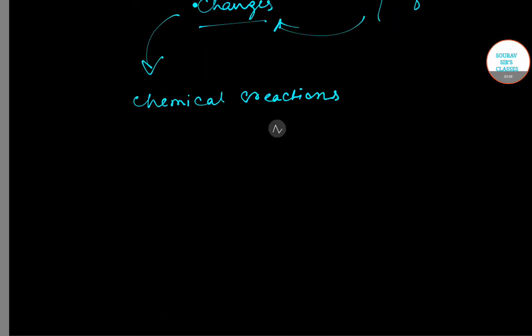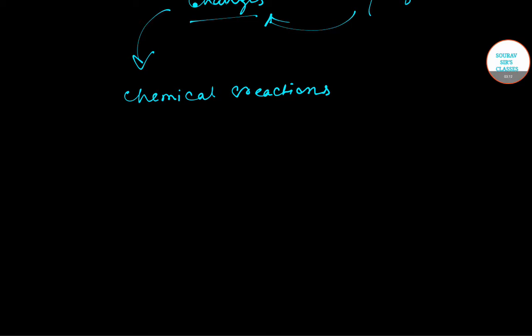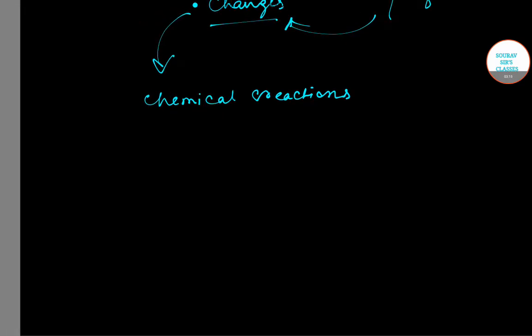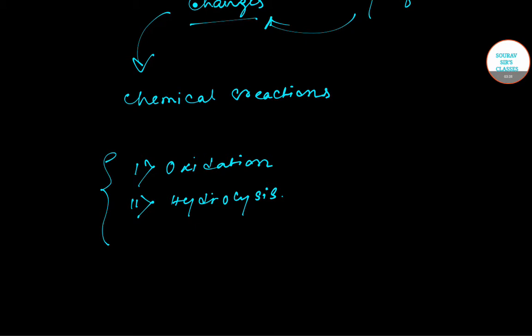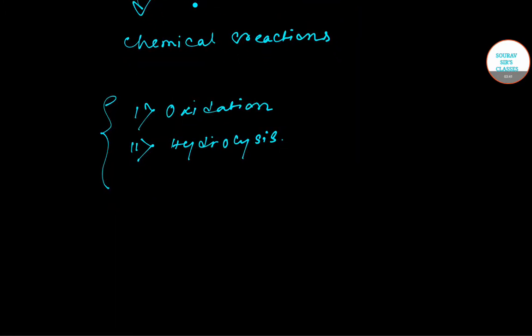Well, there are two types of processes, oxidation and hydrolysis. These are the two processes, and they are very important in chemical weathering. In these two processes, the chemical reactions mainly affect the rock.